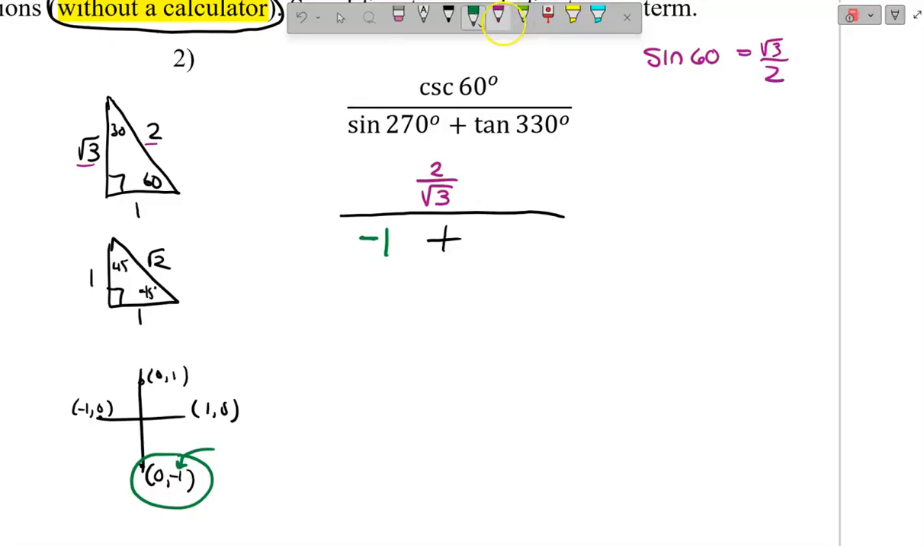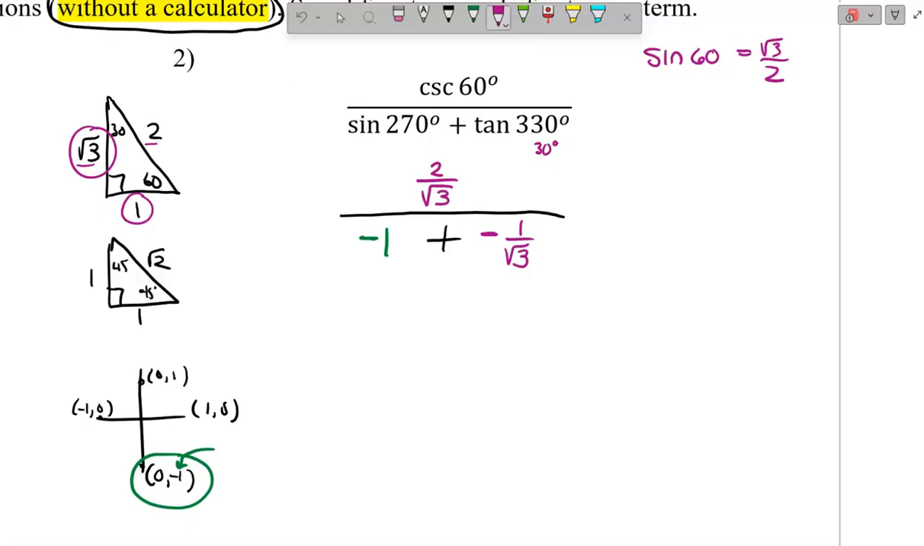Finally, tangent of 330, that is going to be in quadrant 4, which means my answer is going to be negative. And then 330 has a reference angle of 30. Tangent of 30 is 1 over root 3. So once again, I have completed the trig geometry part of this problem. Now it is time to use some skills from algebra to simplify this. Now, there's a couple different ways to handle this.